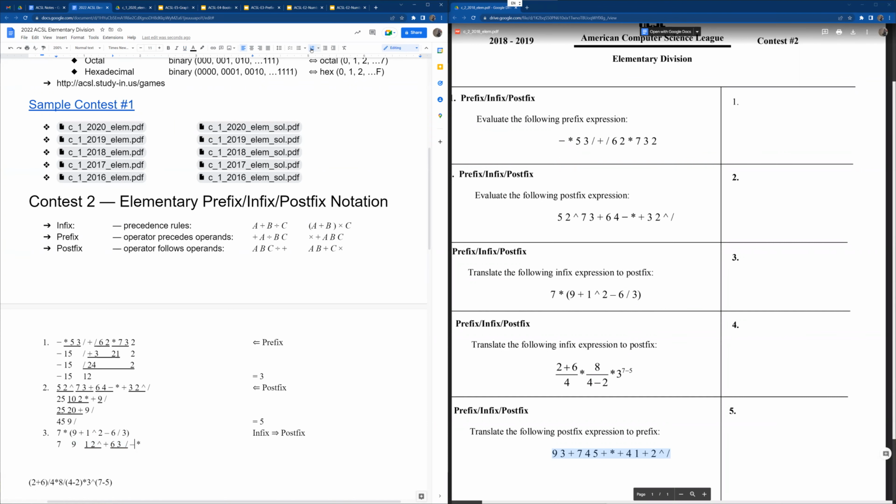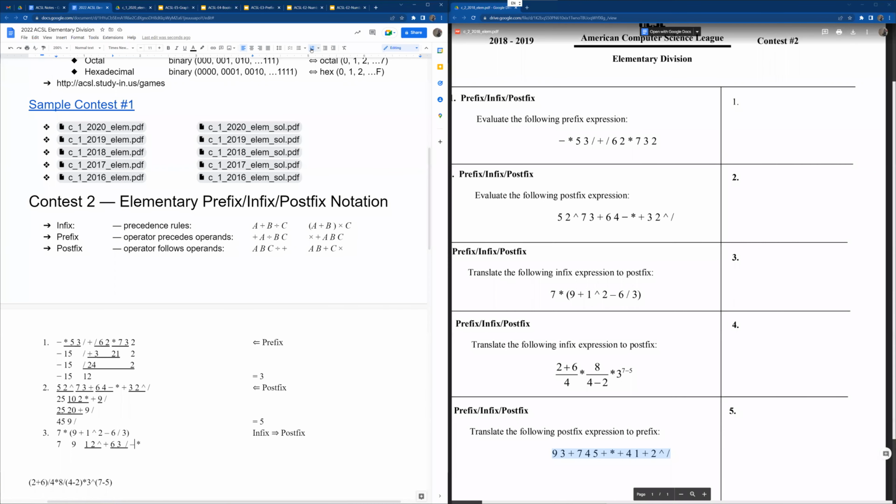Oh, wait, hold on. I just realized why. I did addition before anything else. Because it was like 9 plus 1, so I did 9 1 plus. Wait, so that's the equation? Yeah, that's the postfix equation. I mean, I got part of it right, but some of it I got wrong.